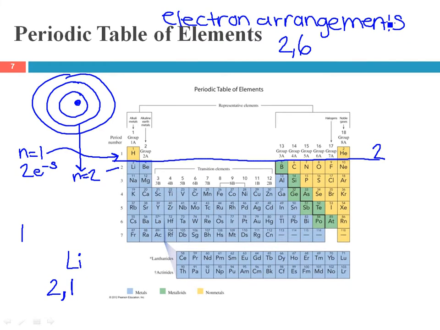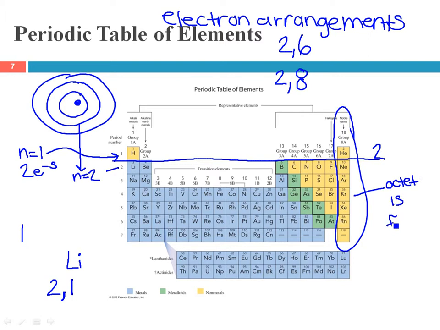If we move over to neon, it's still in the second energy level, but our first energy level is full, then we're going to move over 1, 2, 3, 4, 5, 6, 7, and 8. Neon and our noble gases here in group 8, the reason that they are called noble gases and they're inert or stable is because their octet is full, meaning that their outer shell is full.